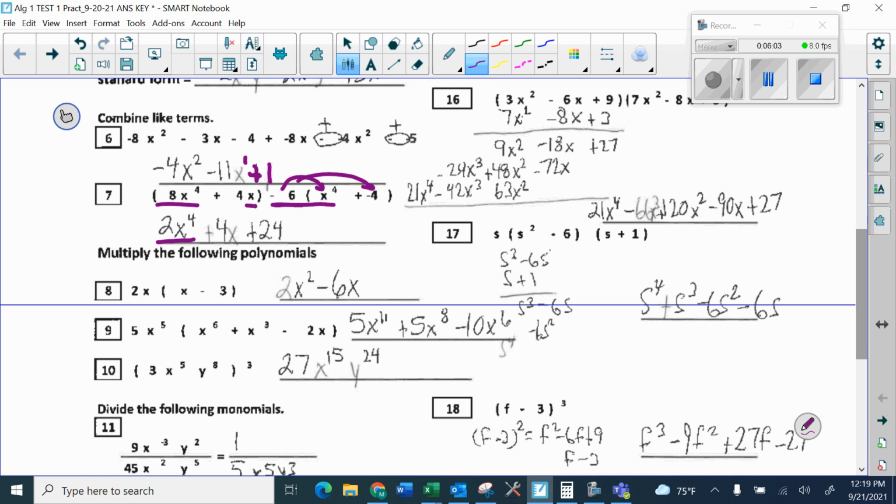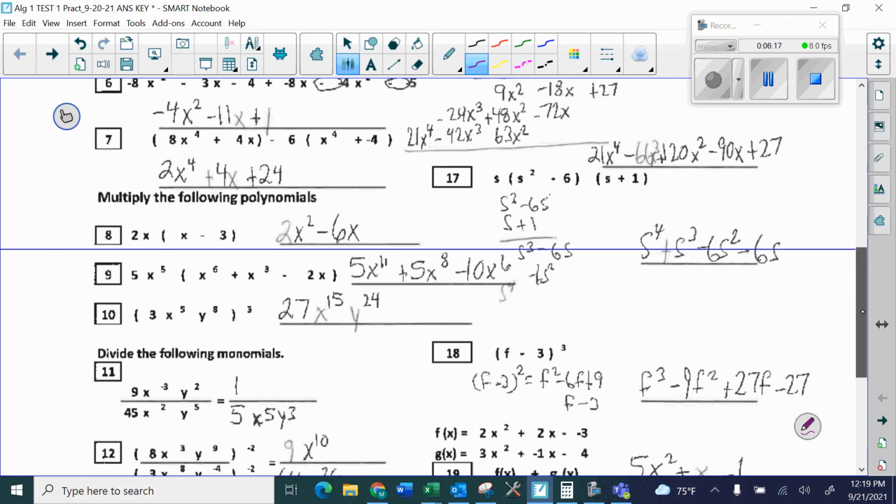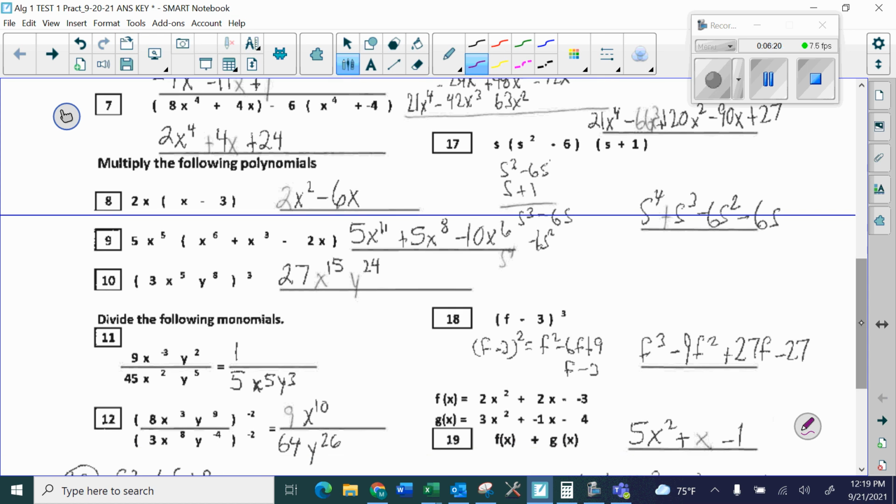Now I have a 4x there. There are no x's in the second one, so I just write down plus 4x. And then I have a negative 6 times a negative 4, which is positive 24. So there's that answer. You've got to memorize these rules. You were taught them in 7th and or 8th grade.